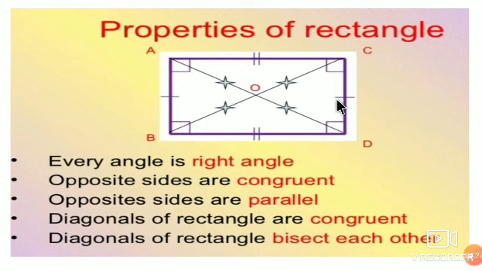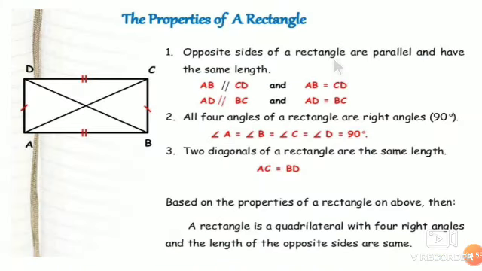Also parallel. Now the diagonals of a rectangle are also congruent. These two are the diagonals of the rectangle which are congruent, or equal in length. Diagonals of a rectangle bisect each other, means they divide each other into two equal parts. At this intersection point, the part AO and OD are equal in length. Same way, the segments BO and OC are equal in length.